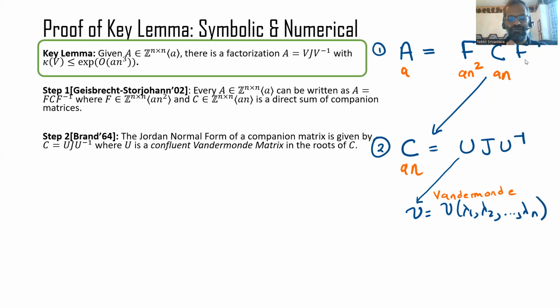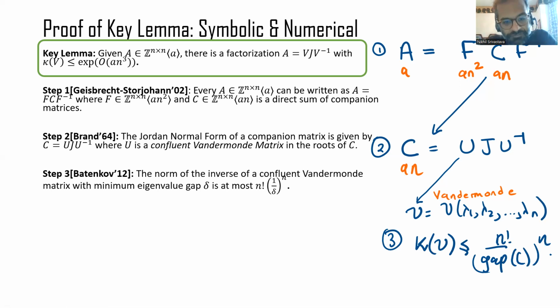Now it would be nice if I could bound the condition number of this similarity U in the Jordan normal form of C, because then I could push that back to get some control on the similarity for the Jordan normal form of A. So how do I do that? Well, there's a result of Batenkov from 2012, which says that if you have a confluent Vandermonde matrix, as we do in this situation with the companion matrix, then the norm of its inverse, or actually even its condition number, is bounded by a function of the minimum eigenvalue gap of the matrix. This is kind of interesting. It's saying that the condition number of the matrix of generalized eigenvectors, actually the norm of the inverse, can be bounded purely in terms of the gaps between the eigenvalues.